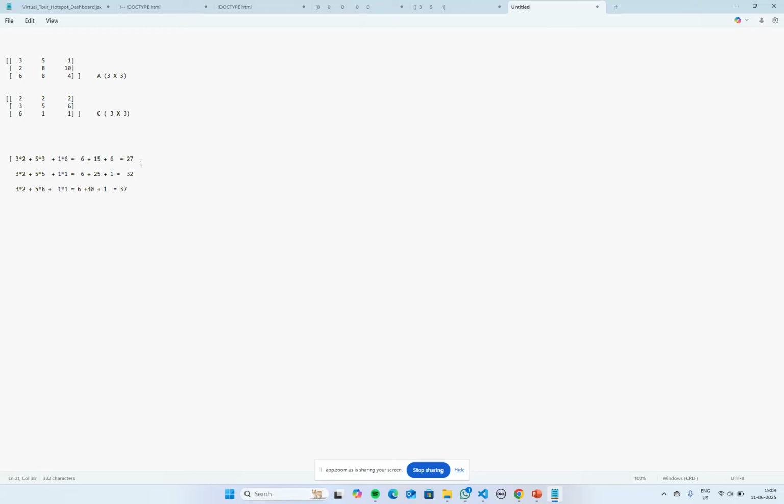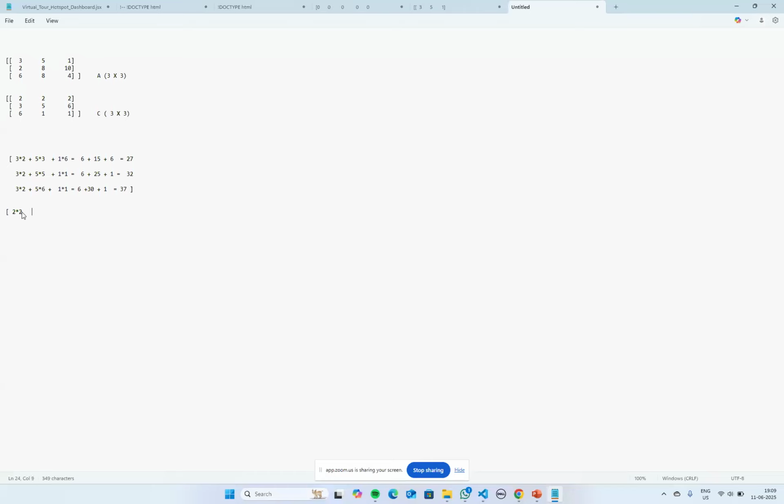I'll tell you what to do next. Then we have the second row, right? We need to multiply with all the columns, so we'll do that as well. Can anyone quickly tell me, I need to multiply with all the columns and all the values, can you tell me?